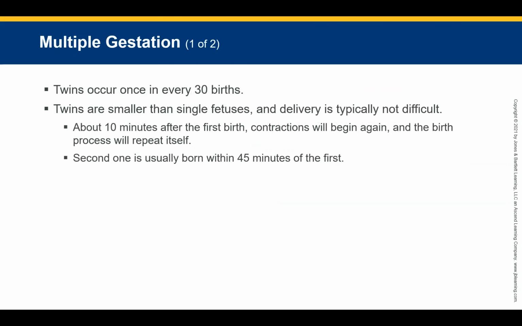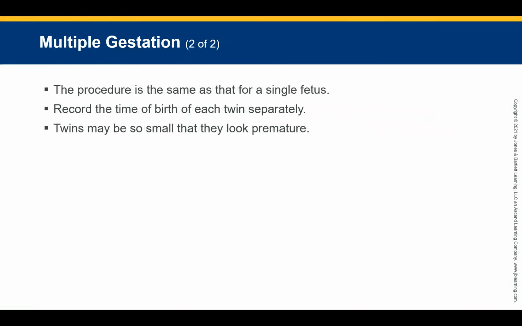Twins may occur about once in every 30 births. Twins are usually smaller than single fetuses, and the delivery is typically not difficult. At about 10 minutes after birth, the contractions will begin and the birth process will repeat itself. The procedure for delivering twins is exactly the same as for a single fetus. However, you will need some supplies from an additional OB kit.